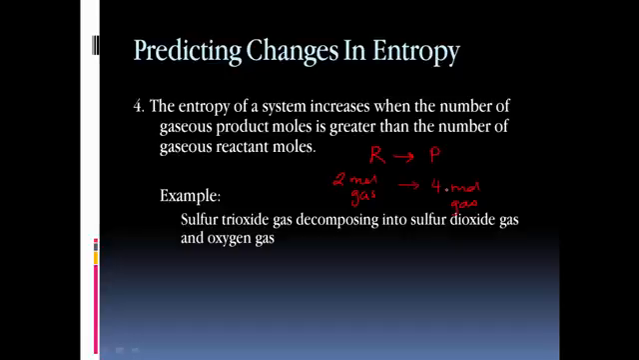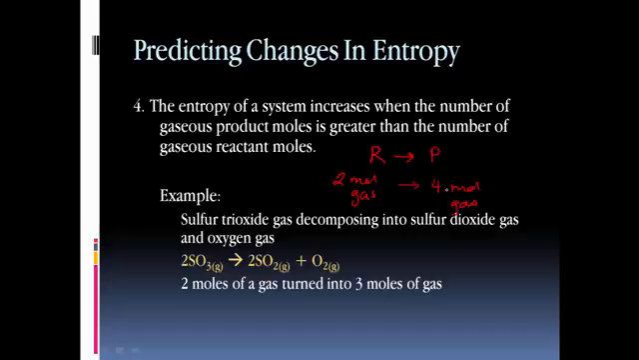So here's an example. Here's the chemical equation. We have 2 moles of a gas on the reactant side turning into 3 moles of a gas on the product side. So what would the delta S be, positive or negative? It's going to be positive because the randomness, the disorder, the chaos is increasing.